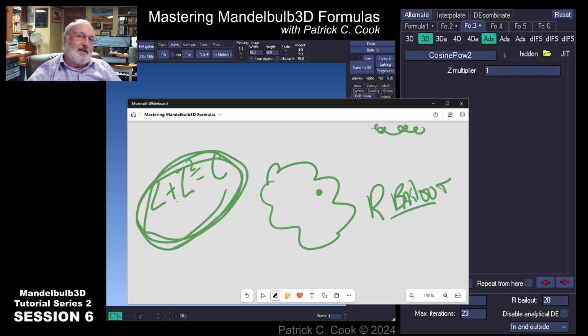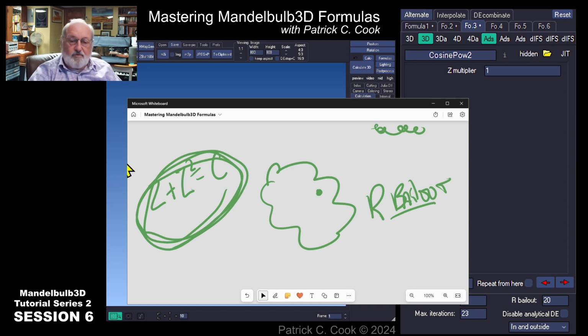So the R bailout is actually the point at which a pixel will not display. That's really all the R bailout is. Basically it's saying, look, you're too far out. Don't display anything.